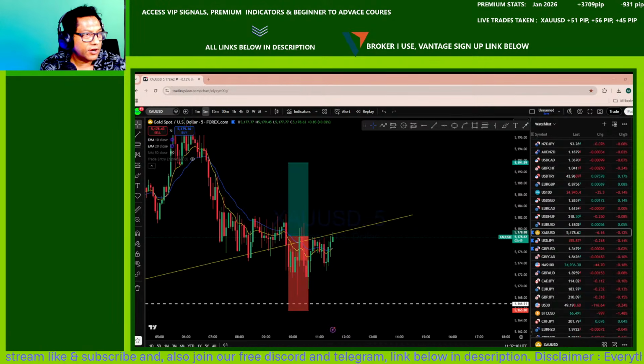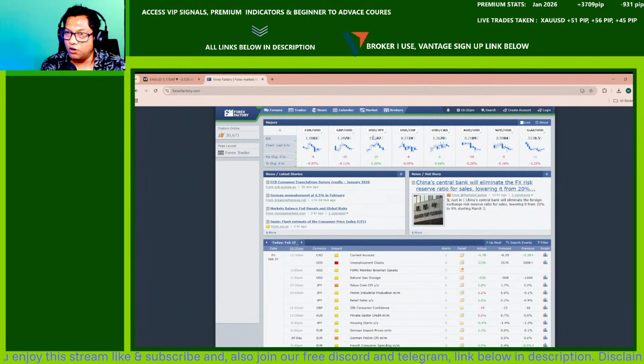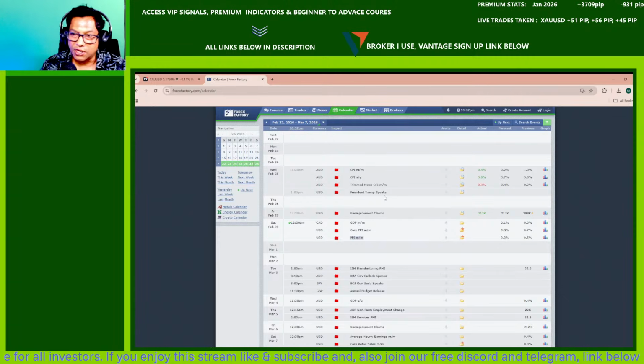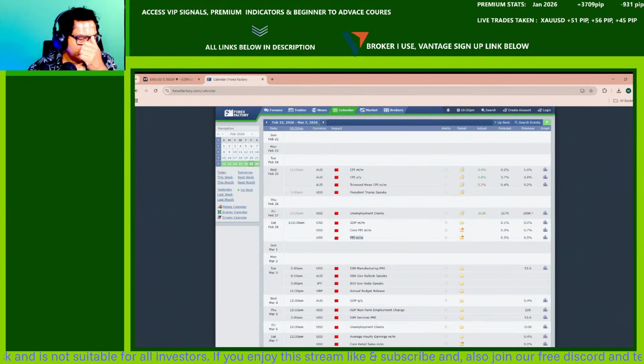Looking at an entry here in this market. First of all, looking at the calendar, coming up later today we will be looking at quite a few high impact news: PPI and core PPI. With those news coming up later today, we are looking to find some entry opportunity here in this market.